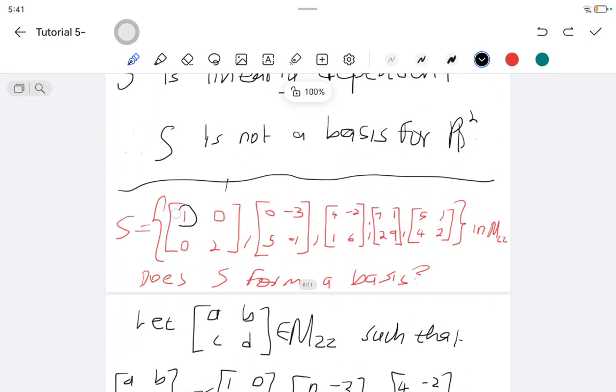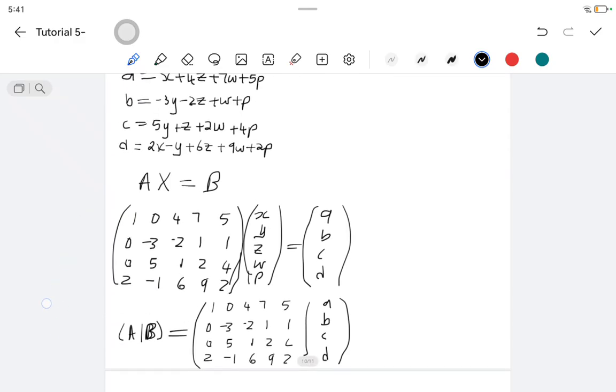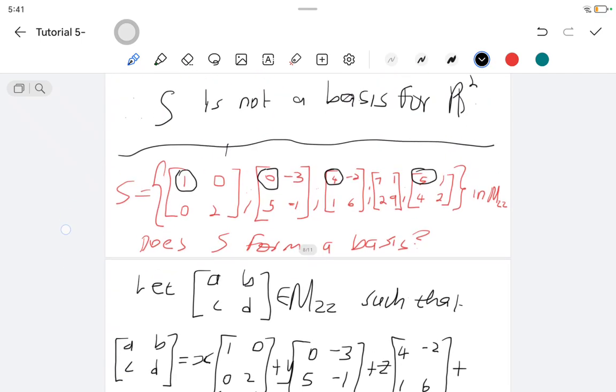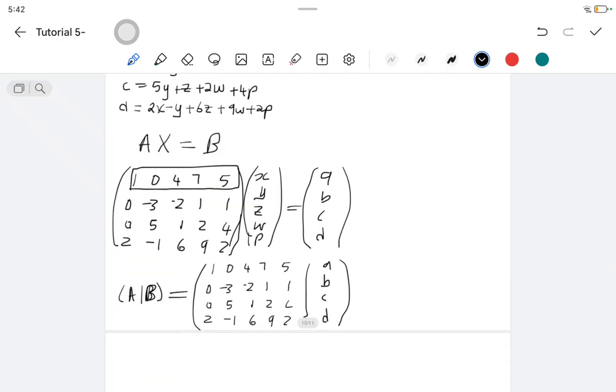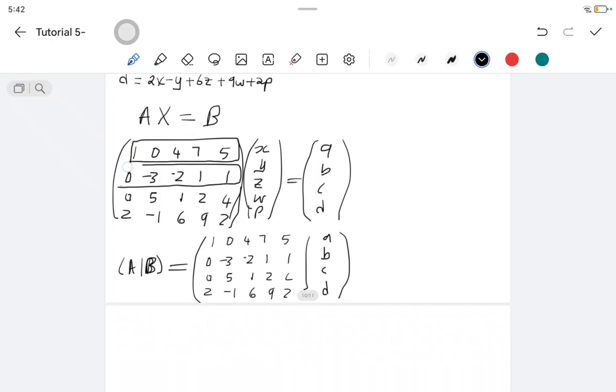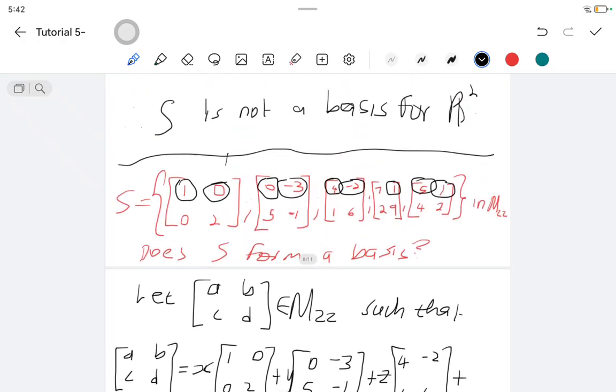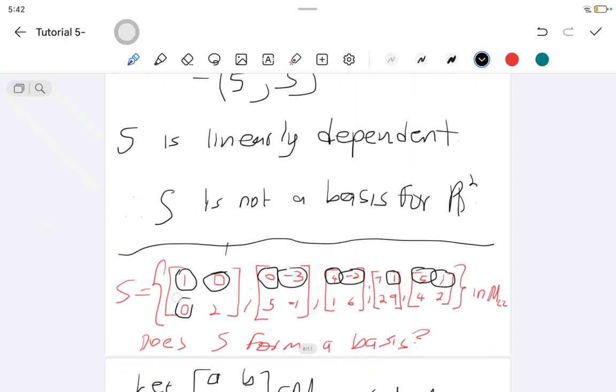If we check, this is 1, 0, 4, 5. It's 1, 0, 4, 5. The first entries will always be the first row. And then the second entries will always be the second row. It's 0, minus 3, minus 2, 1, 1, right? Minus 3, minus 2, 1, 1. And then the third one will always be the third row. So it will be 0, 5, 1, 2, 4. So you can always confirm like that.